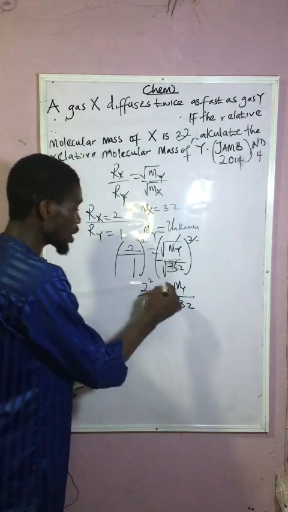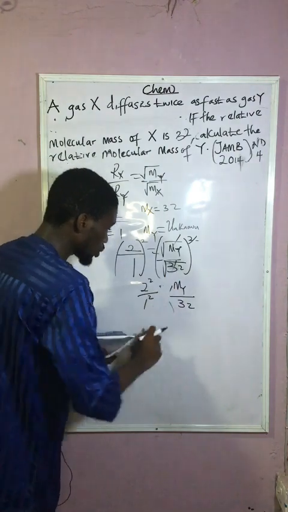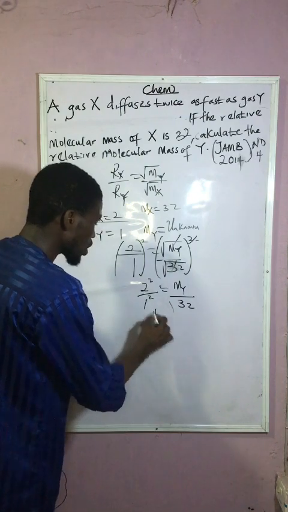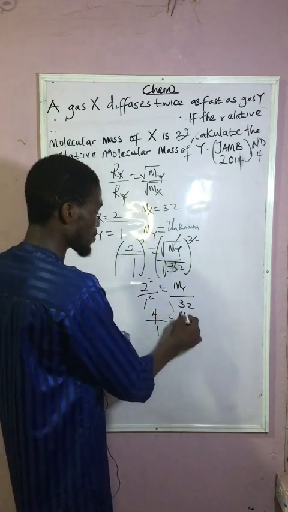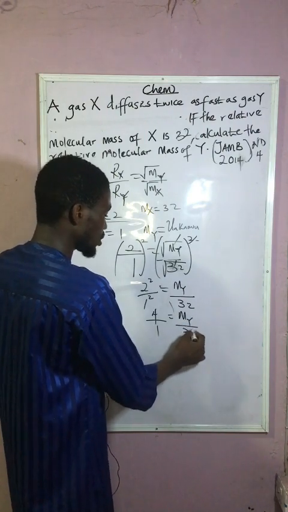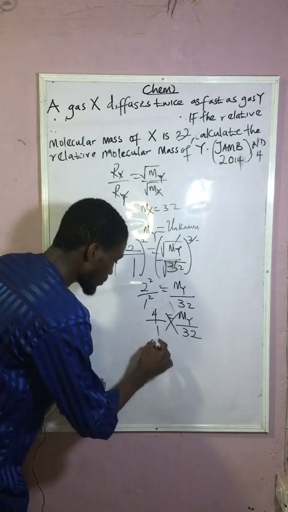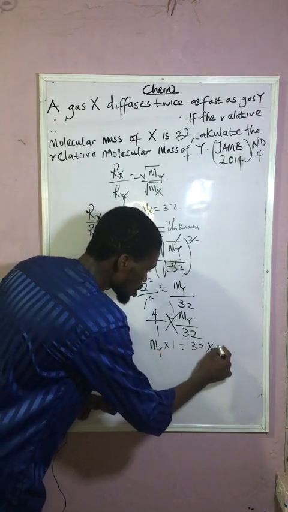Are you with me now? Before you cross multiply, you look for the square of this. So 2 raised to the power of 2 will give us 4, and 1 to the power of 2 will give us 1. So it is clear now. You can say we have 4 over 1 equal to MY over 32. When you cross multiply, we'll be having MY multiplied by 1 equal to 32 times 4.